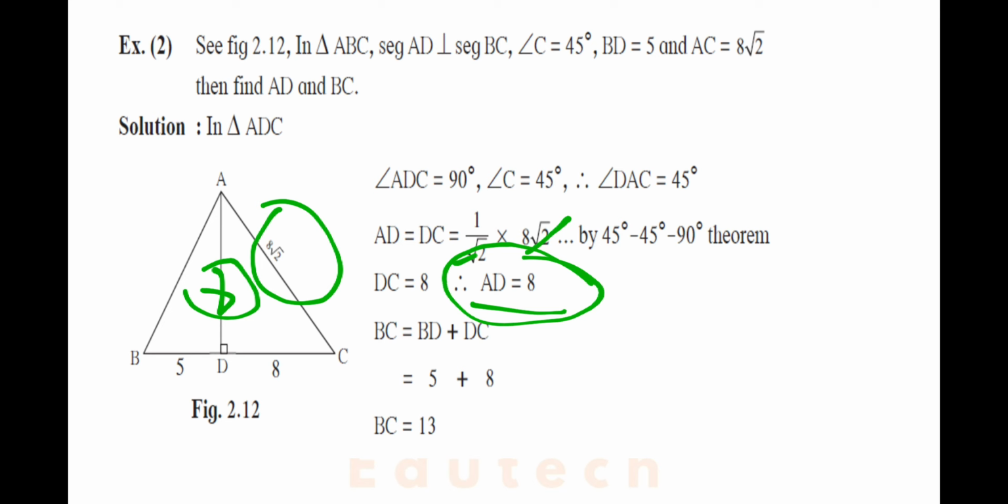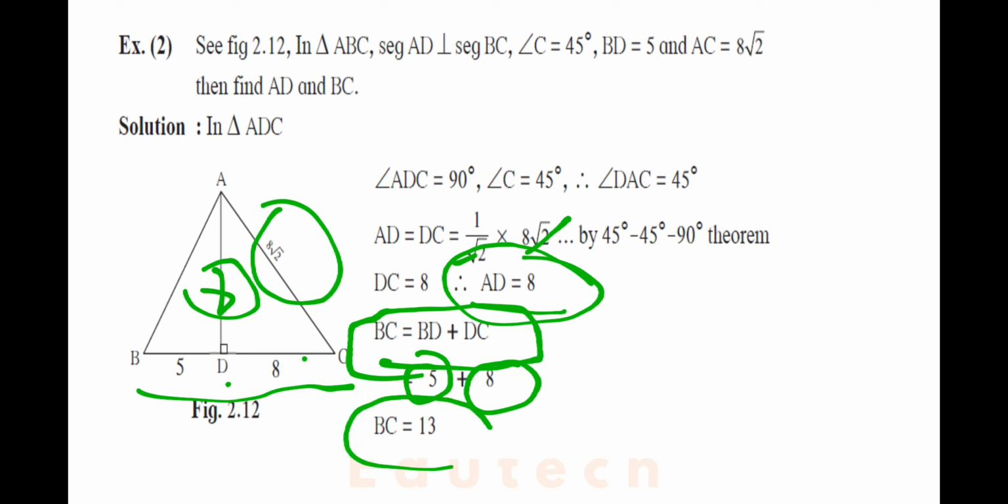Now we have to calculate BC. Now B, D, C are in a linear point. So simply we make an addition: BC equal to BD plus DC. My BD is given, that is 5, and DC is 8. So we get BC equal to 13.